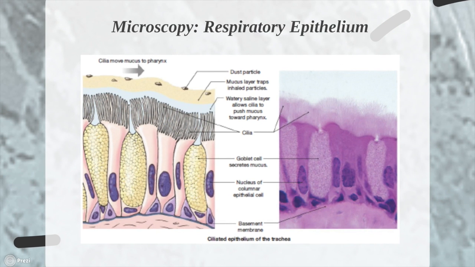We will look at the ciliated respiratory epithelium. The ciliated respiratory epithelium is composed of goblet cells, cilia, and mucus, all of which help cilia move the mucus layer toward the pharynx, removing trapped pathogens and particulate matter.